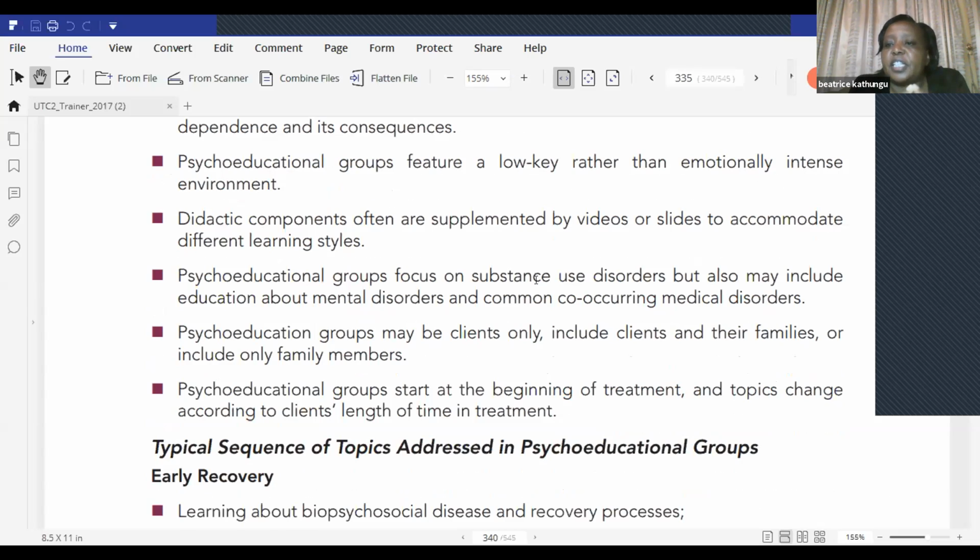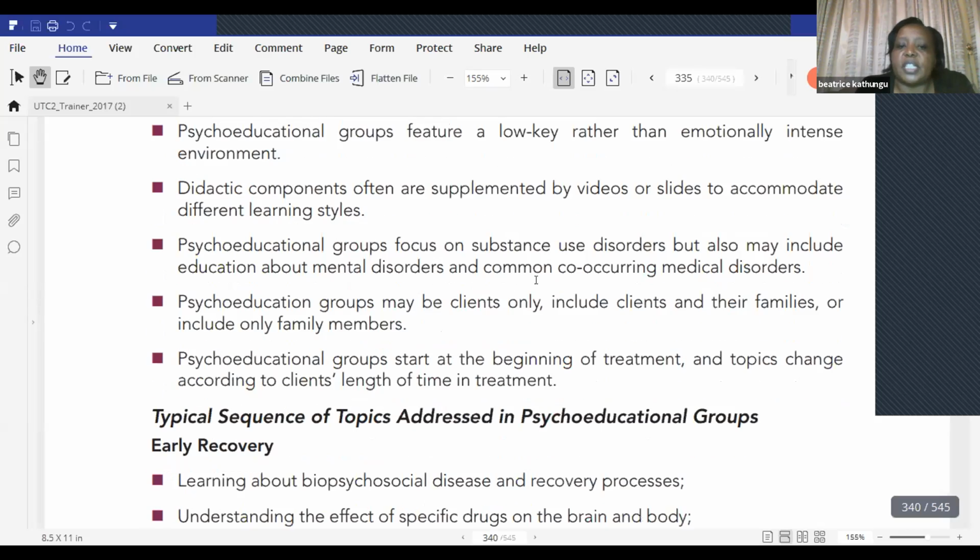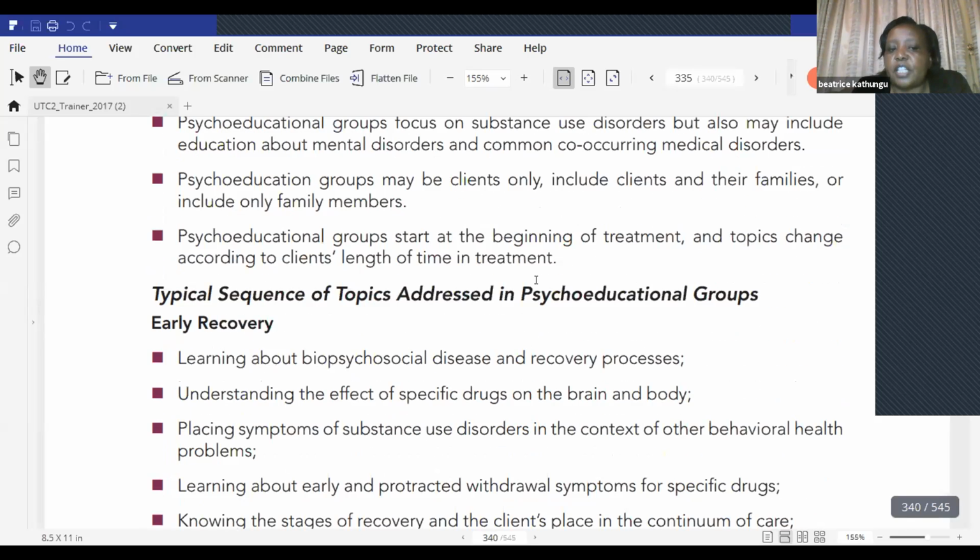And these groups can address both clients as well as their families. You may choose to have families separate from clients. You can also choose to have them combined depending on the topics that you're covering. That's the important thing. They are good at the beginning of treatment because they help clients understand, for example, addiction as a disease. They begin to understand how it manifests itself. They begin to understand how it affects the different areas of their life.